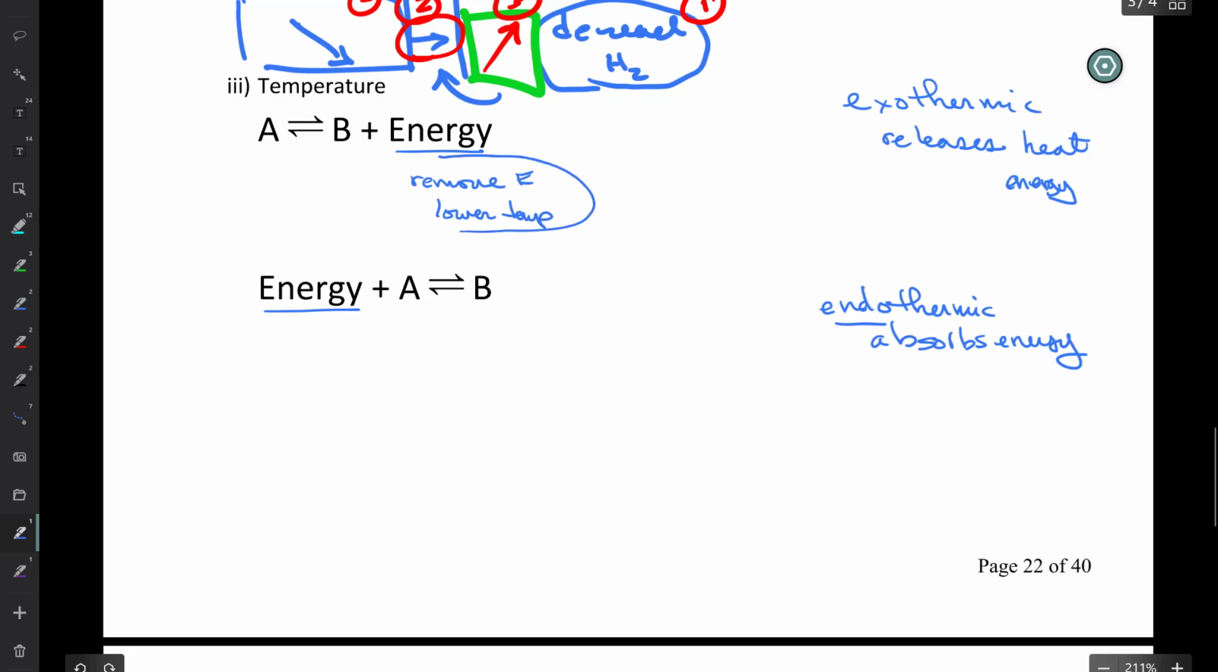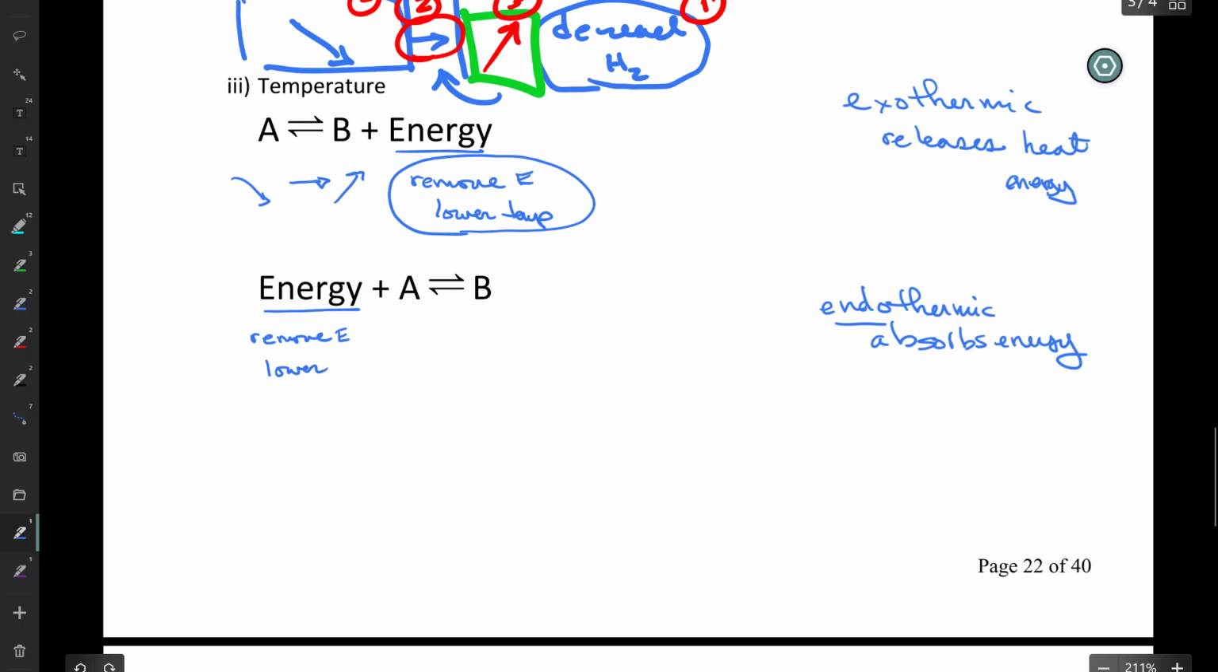So this is the thing that's changing. If you're removing the energy, which way does the reaction want to go? It means that the reaction for equilibrium will shift in that direction. So A will go down and B will go up. There we go. Now, if energy is a reactant, so we remove E, that means we lower the temperature.